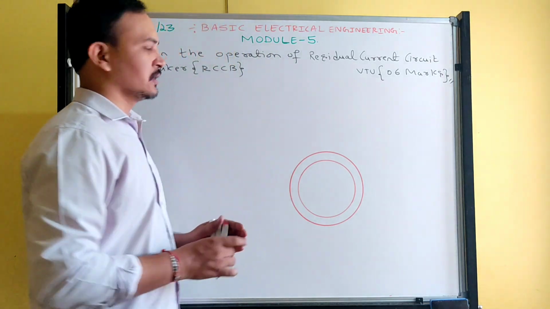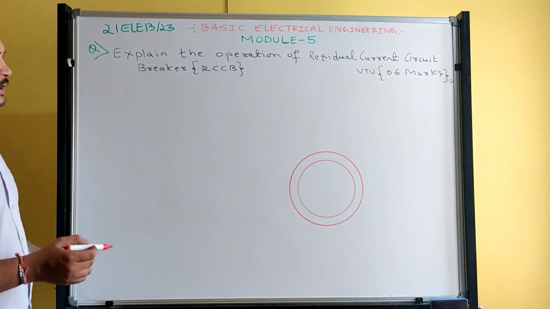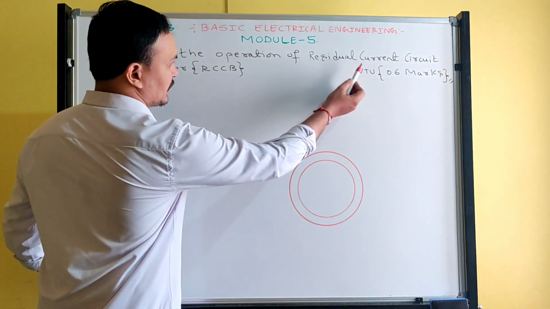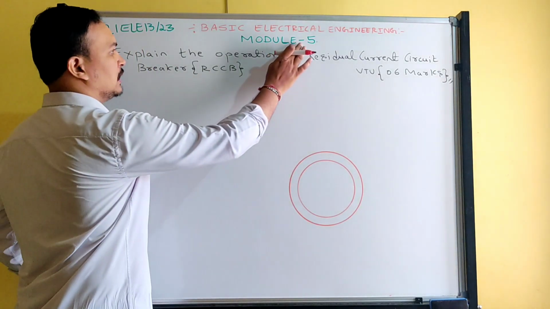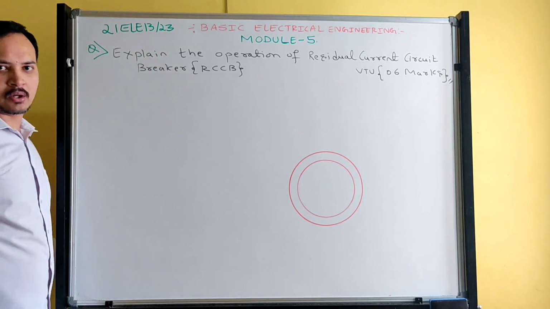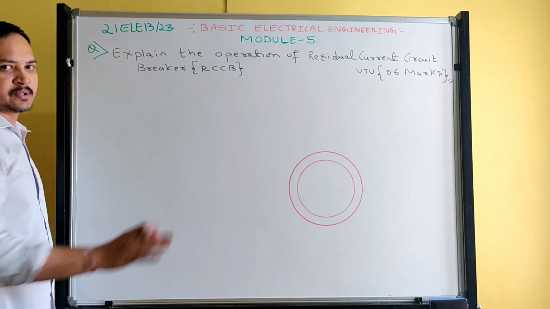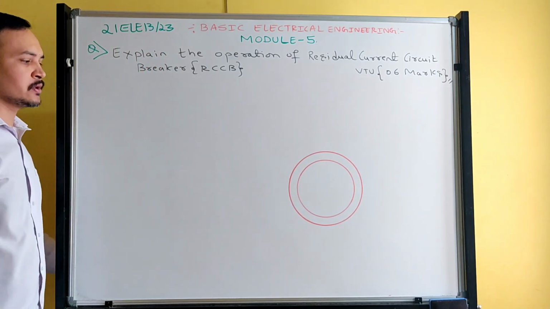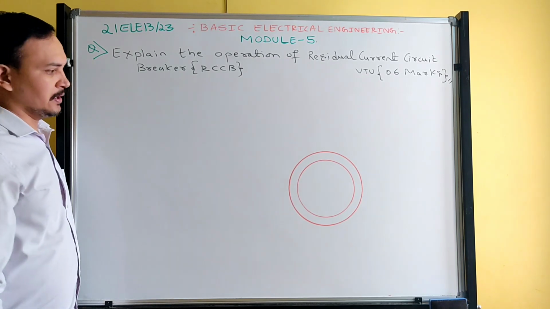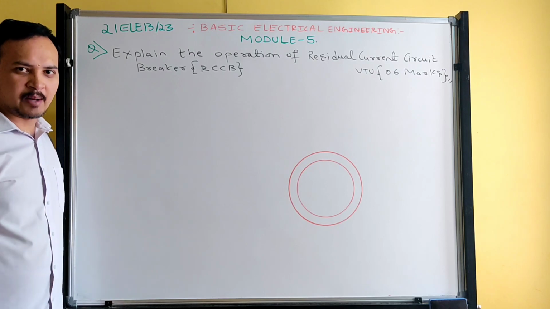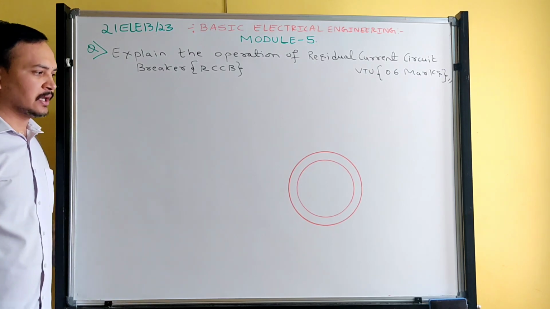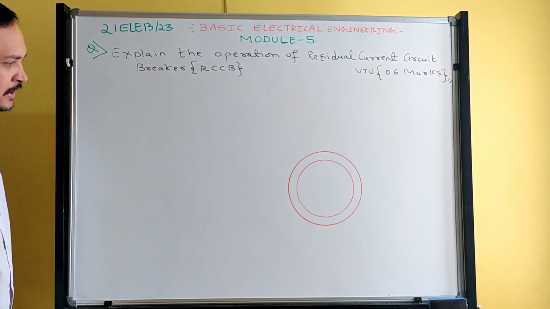So in today's lecture, I am going to explain the concept and operation of residual current circuit breaker. This topic comes under module 5 as per this subject code. This subject code comes under the VTU syllabus, Visvesvaraya Technological University. It is the most expected question for the upcoming exam. So let us understand it all together.